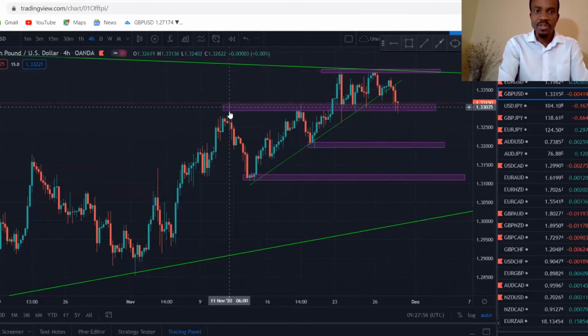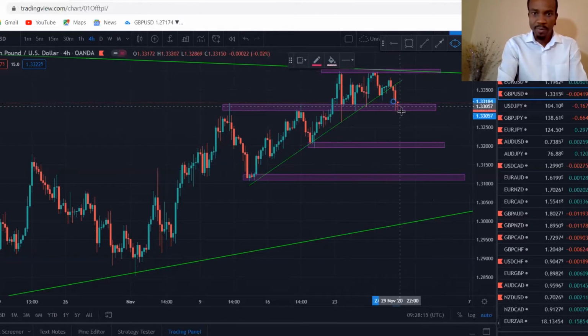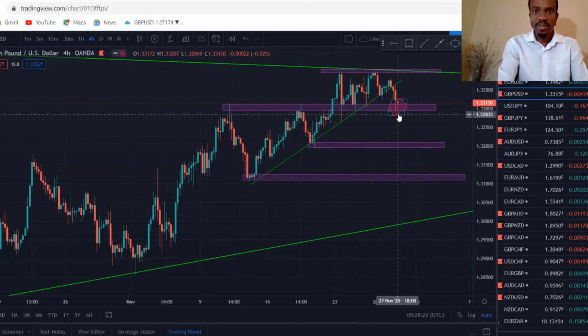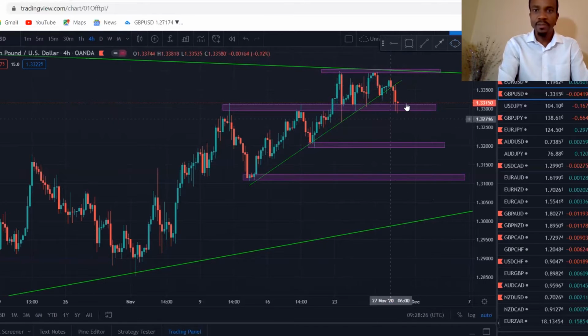Remember, price got rejected to the downside here, price came, and the price got rejected to the downside. So price broke above, and price has been trading above this level. And now price is testing this area, which was a resistance and is now support at this level. So price now is on a support level around this area.